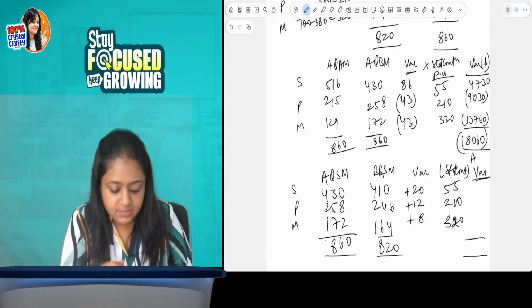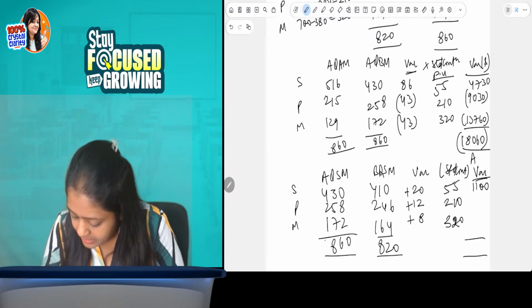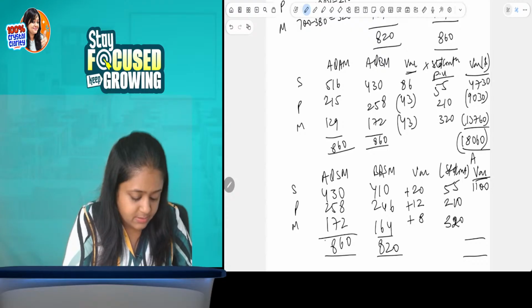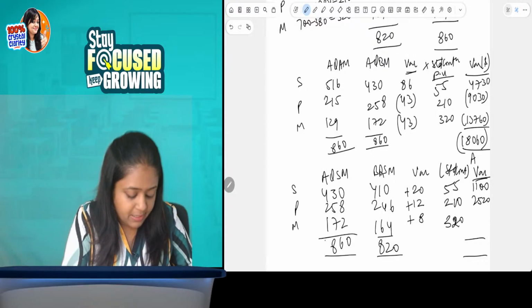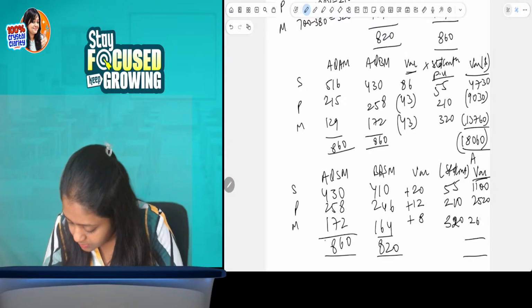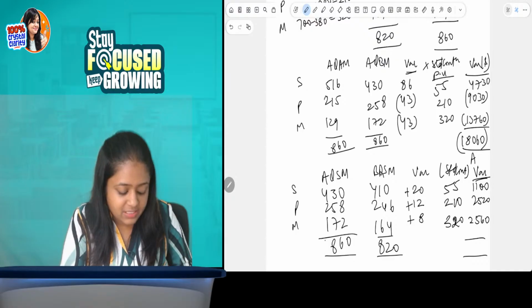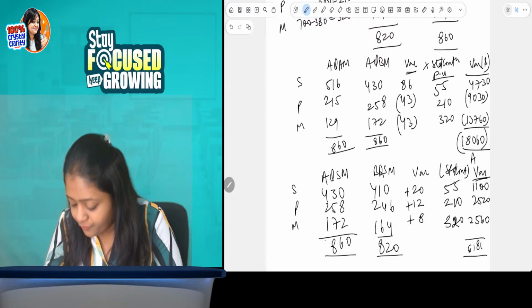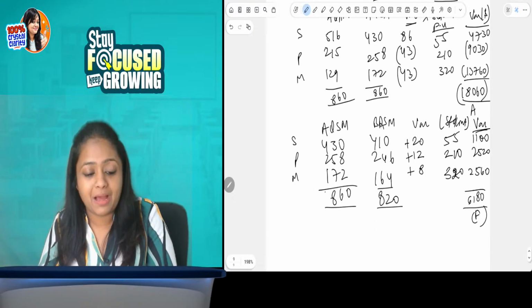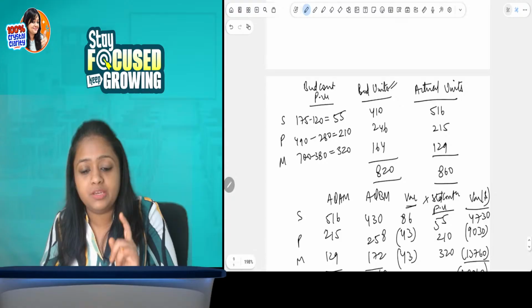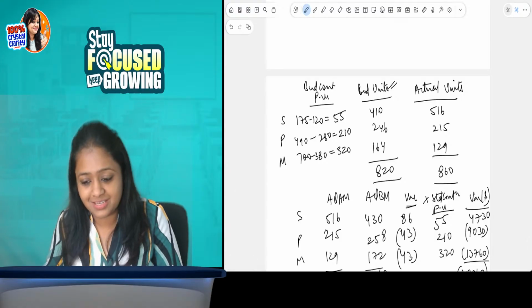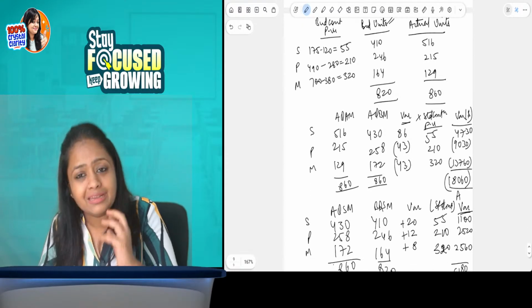55 into 20 is 1100. 210 into 12 is 2520. And 320 multiplied by 8 is 2560. Okay, 2560 plus 2520 plus 1100. 6180, favorable variance. One step answer and only 30 seconds. So with just these three columns that you prepared in one table, you are easily solving the two variances. Okay, so make sure that you understand this correctly.